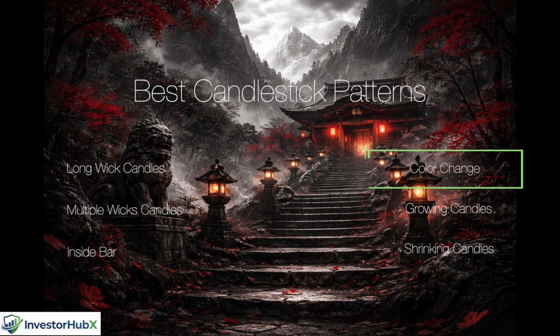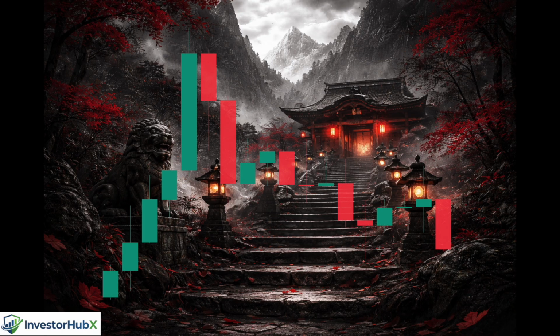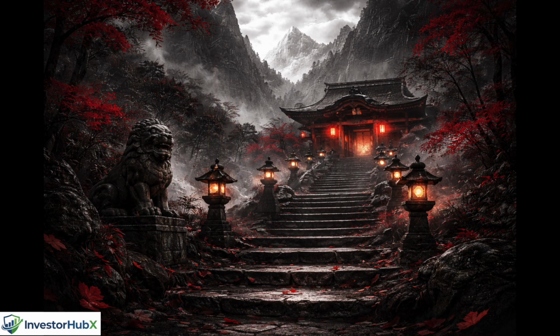Next is a color change. A color change occurs when the market shifts from a series of bullish candles to bearish candles, or vice versa. This does not mean the trend has reversed. It simply tells us that momentum is changing and control may be shifting. Color changes are most meaningful after extended moves or at important levels.